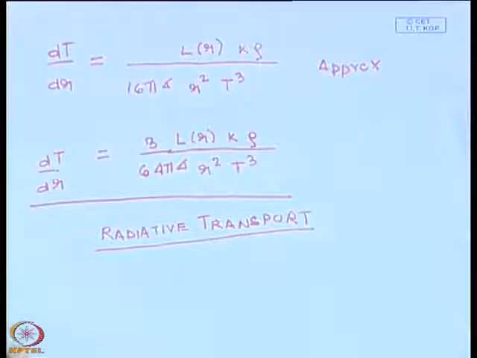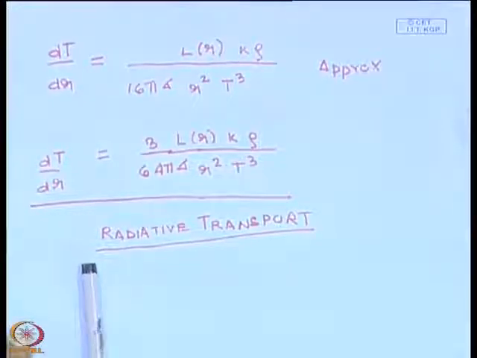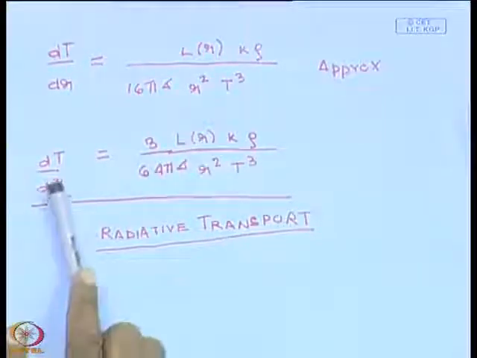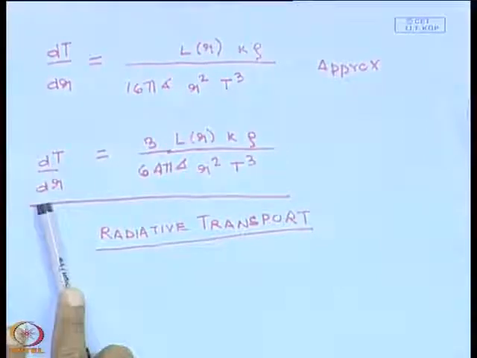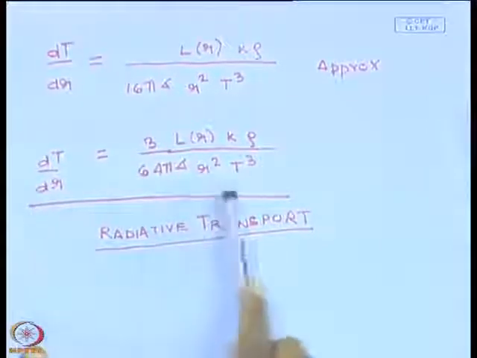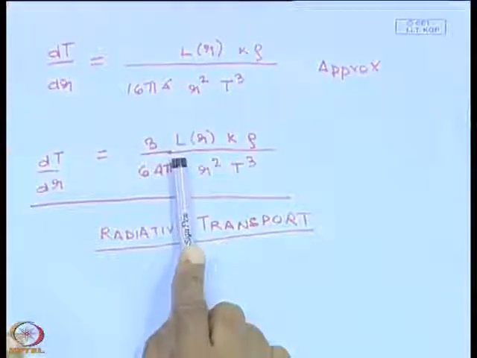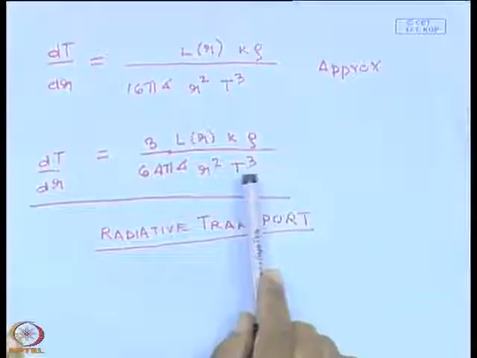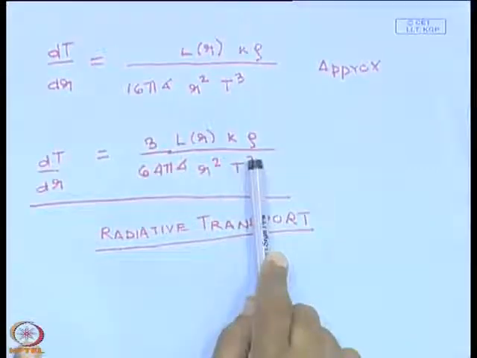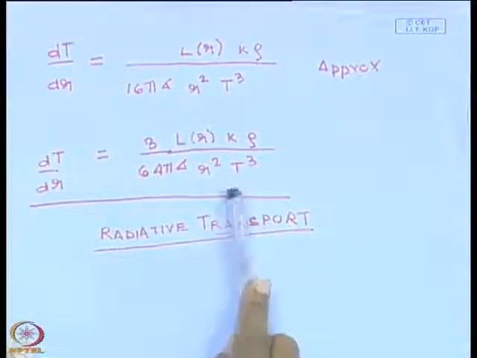In the last class we were considering a situation where the energy is transported through radiation, and in such a situation the temperature gradient at any point is determined by a combination of these factors. It includes the luminosity at that distance from the center, and the opacity at that position, the density, and the temperature. It involves all of these factors.